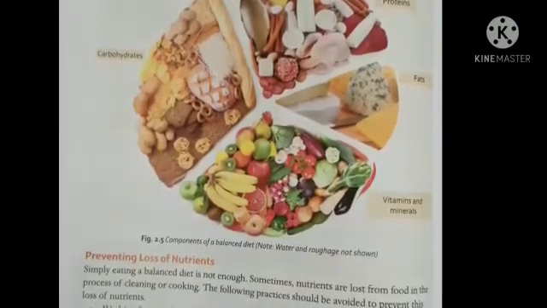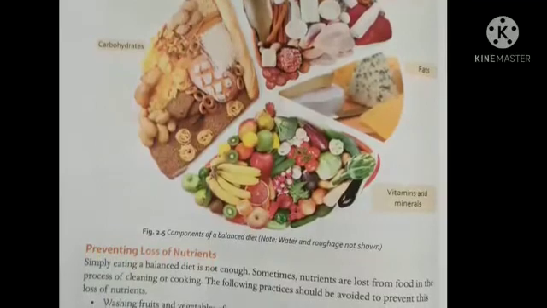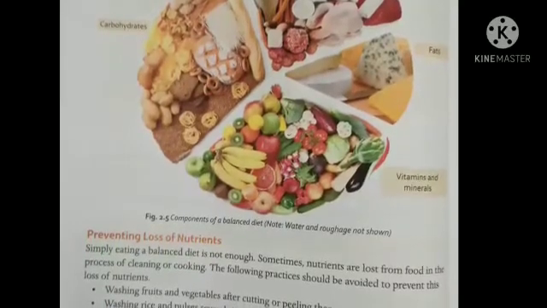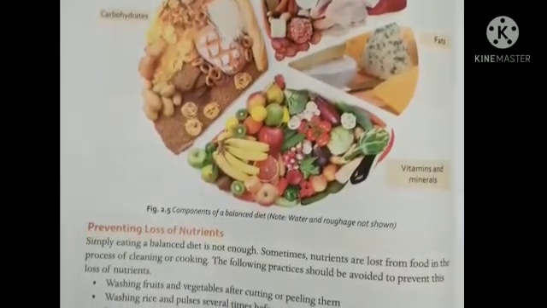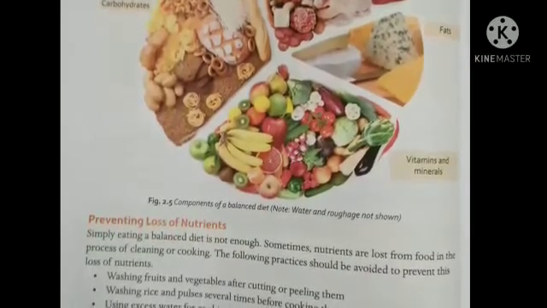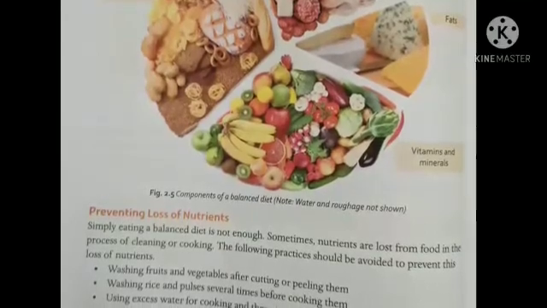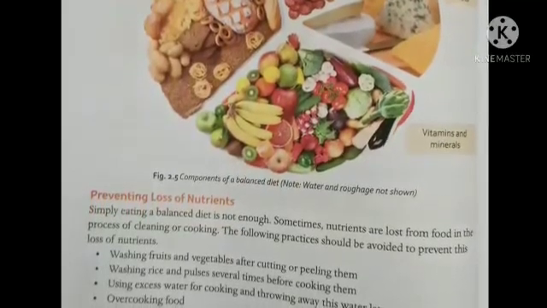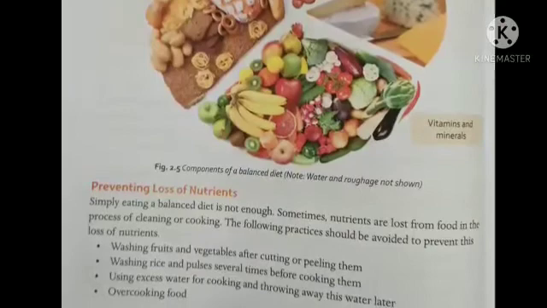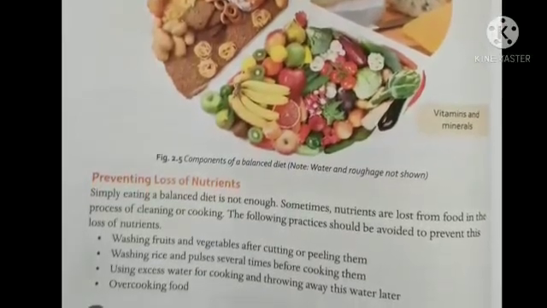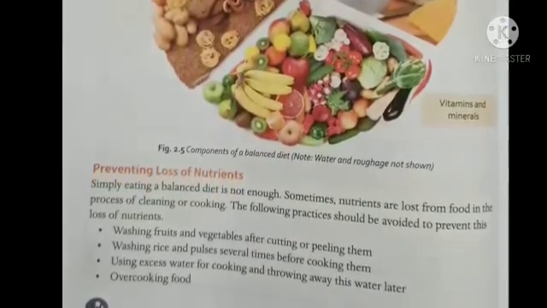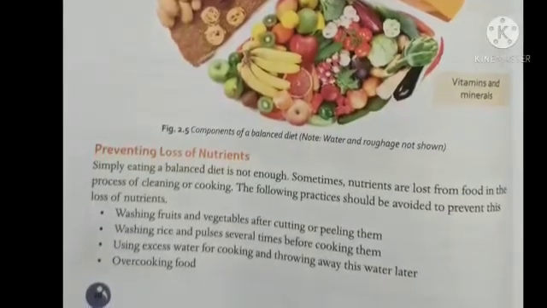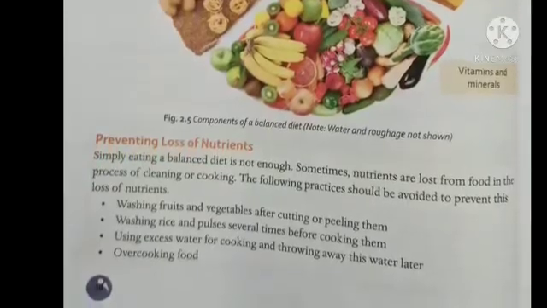Now the next topic is preventing loss of nutrients. Students, nutrients from food can be lost by different processes of cleaning and cooking. So here are a few ways to prevent the loss of nutrients from food. The first one is, we should not wash fruits and vegetables after cutting or peeling. You can wash them before cutting or peeling. Second is, do not wash rice or pulses several times before cooking them. The next is, do not throw away excess water which is used for cooking. Now the fourth one is that do not overcook the food. So students, in this way you can prevent the loss of nutrients from the food and you will get more and more nutrients for your body.